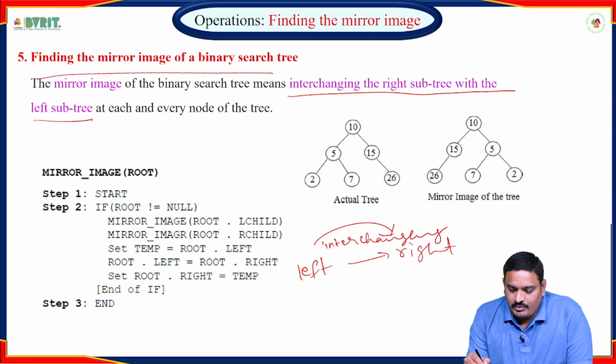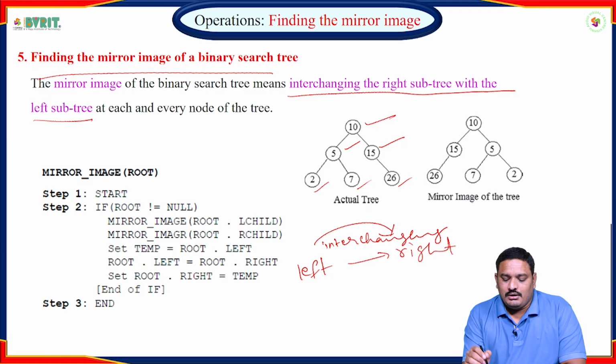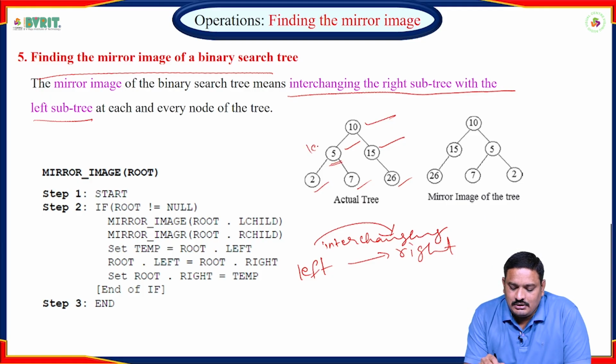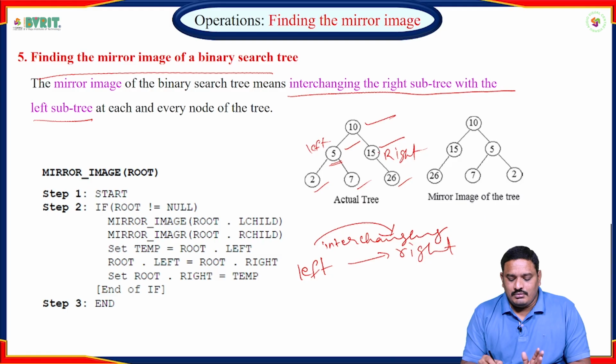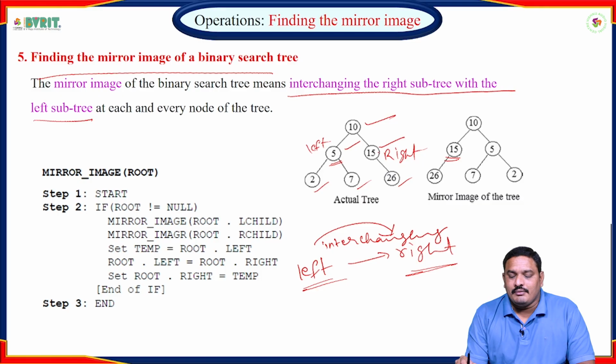In this example, 10, 5, 15, 2, 7, 26. This is the actual tree. Here the 5 value is the left node, the 15 value is the right node. Now we are interchanging from left to right. After interchanging, the 15 value comes to the left side, and the 5 value goes from the left side to the right side.